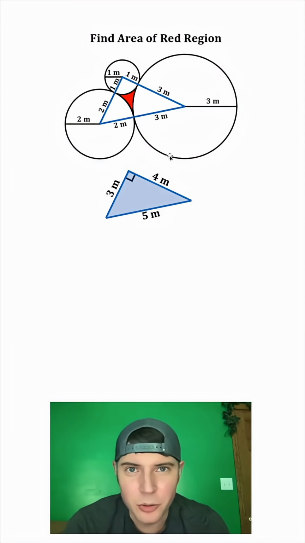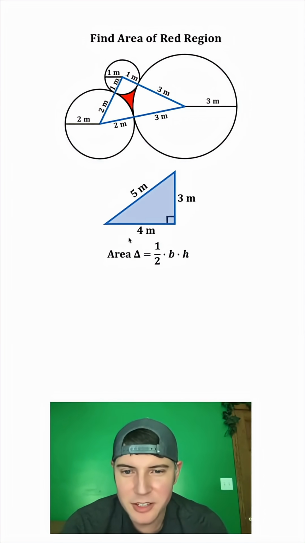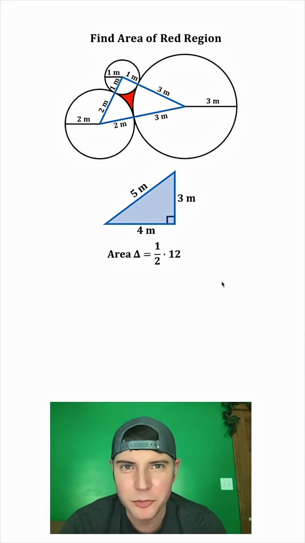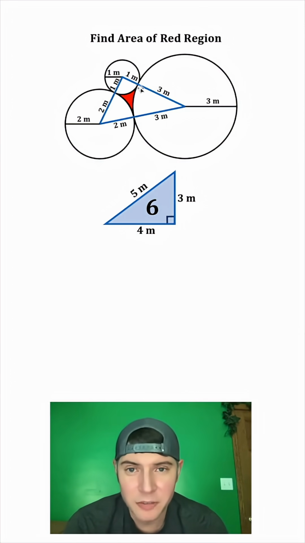Let's find the area of this whole triangle. The area of a triangle is 1/2 base times height. So if we rotate this thing, we can see that the base is 4 and the height is 3. 4 times 3 is 12, and 1/2 of 12 is 6. So the area of this triangle is equal to 6. So now that we have that, let's look at these individual pieces of the triangle. We have this yellow sector right here, this orange sector, and the green sector.